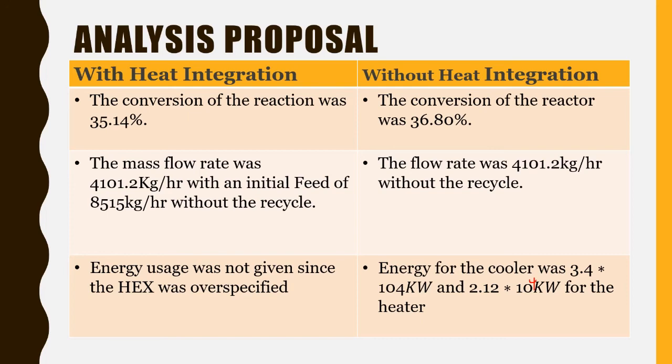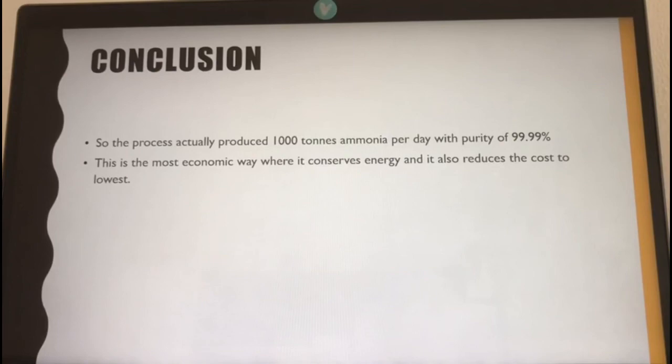After going through the discussion in the simulation file, I hope everything is clear. Finally, we have reached our target, which was 1,000 tons of ammonia per day with 99.9% purity. That was hard to reach, but we did it. This was the most economic way where it conserves energy and it also reduces costs, which might be used by companies.